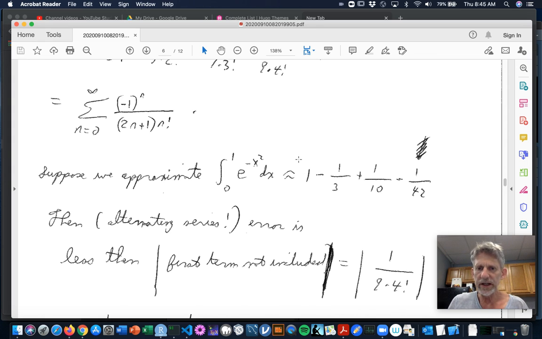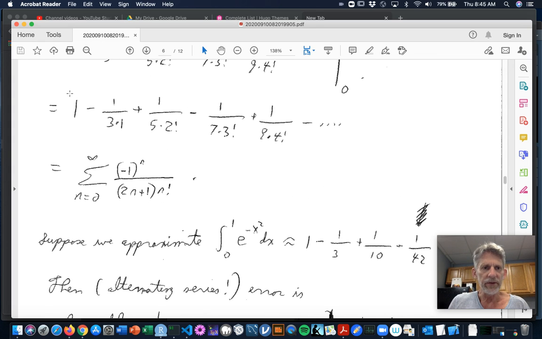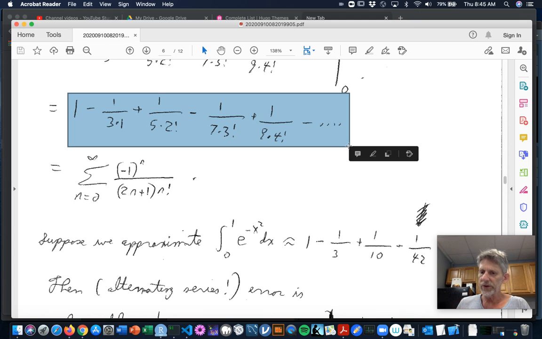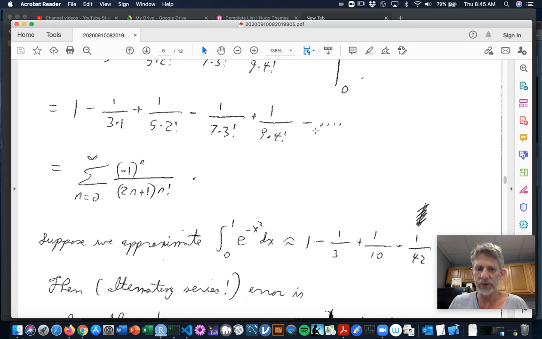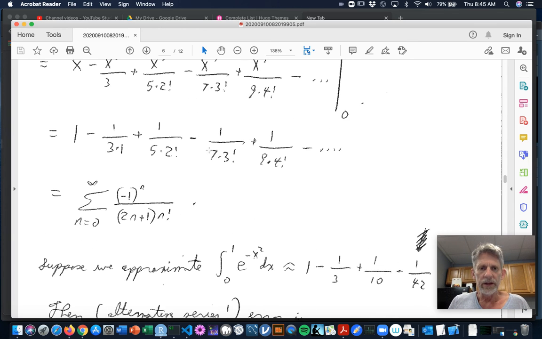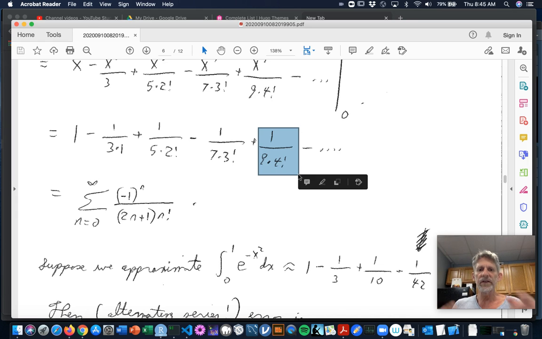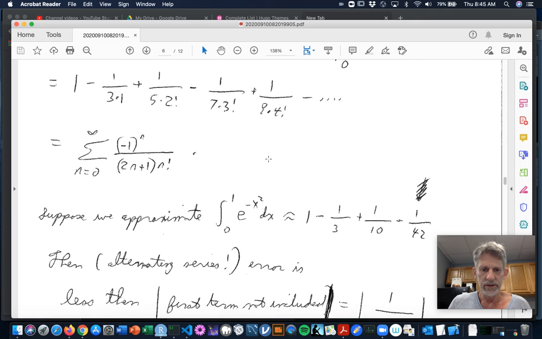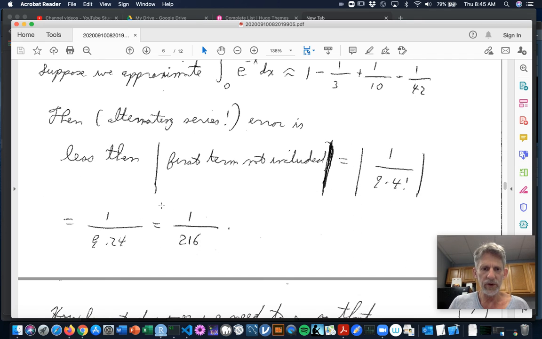Well, this is an alternating series here. And we have a theorem that when an alternating series converges, the error in approximating by the first capital N terms is smaller in size than the first term that you did not include in your partial sum. And so the error is going to be smaller in size than that, the first term not included. And that works out to 1 over 216. So the error is fairly small.